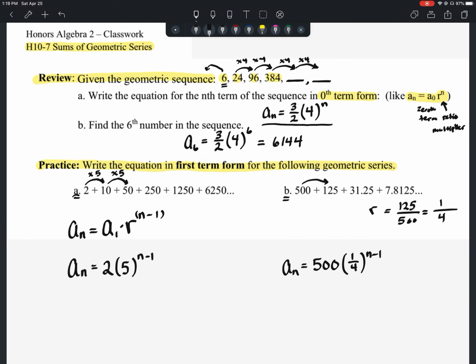If you have questions about either of these, you need to either go back and review the previous lesson or make sure you reach out to your teacher to get assistance.